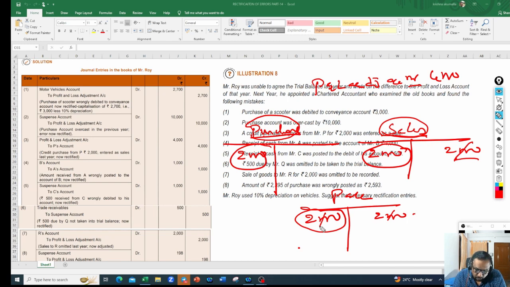So you need to credit one more 2000. So P account has to be created with 4000. P account credit 4000. This is how the entry has to be done.